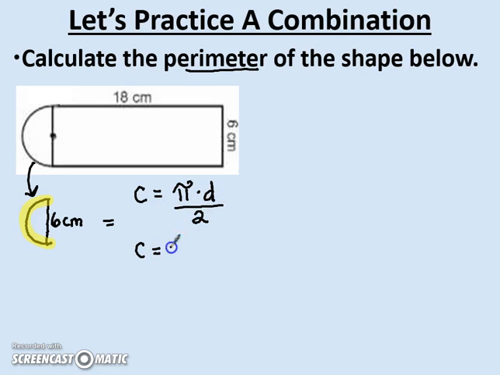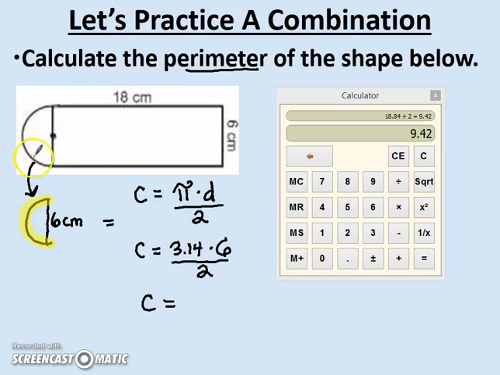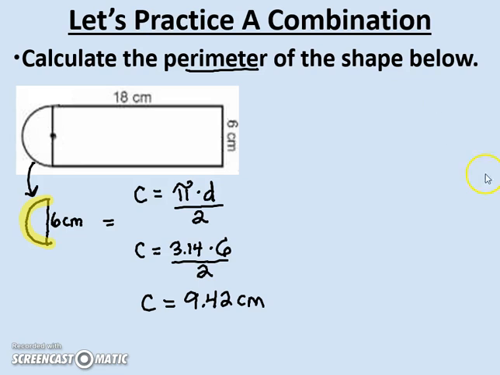So the circumference is pi, which is 3.14, times the diameter, which is 6, and then I'll have to divide that by 2. So I'm going to do 3.14 times 6, and then divide my answer by 2. So the circumference of that semicircle is 9.42 centimeters. Now that is not the entire perimeter. The perimeter does not consist of only that arc, that's part of it.